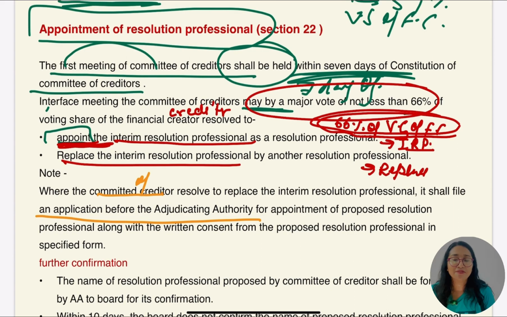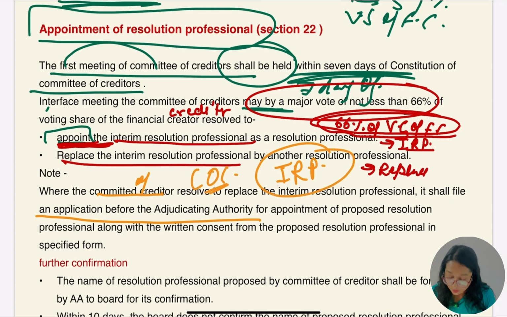And if the board within 10 days has not given any reply, what is going to happen? The name given by the COC, the committee of creditors, for the interim resolution professional, the IRP name given by the COC, would be granted. That person would be IRP, but till how much date we have to find out now. So let's go for it.